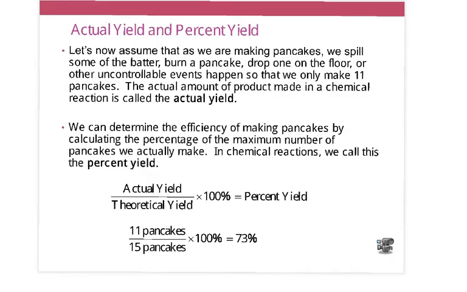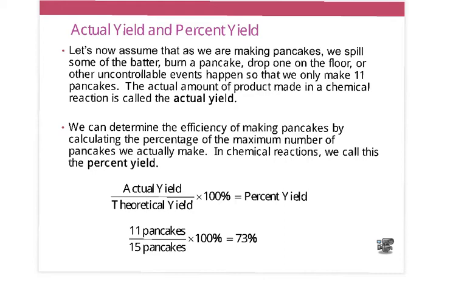Now let's talk about one more thing, and that's actual yield and percent yield. We've seen we can calculate theoretically how many moles or how many pancakes we can make, or how many moles of a reactant we can make to make a certain product. But let's say that we spill some of the batter, we burn some pancake, we drop one on the floor, or some other uncontrollable event, we make only 11 pancakes.